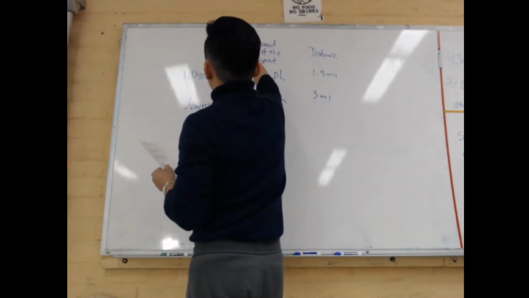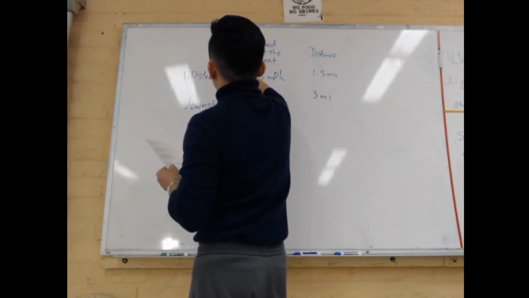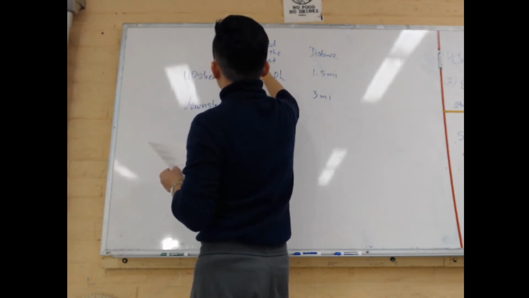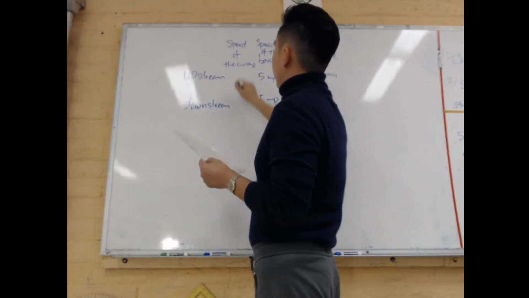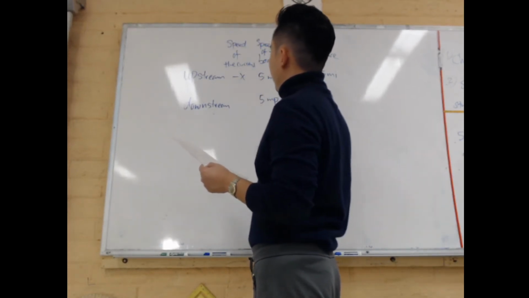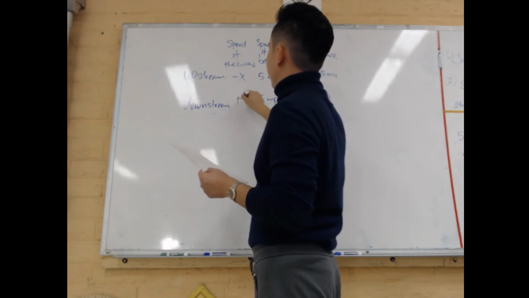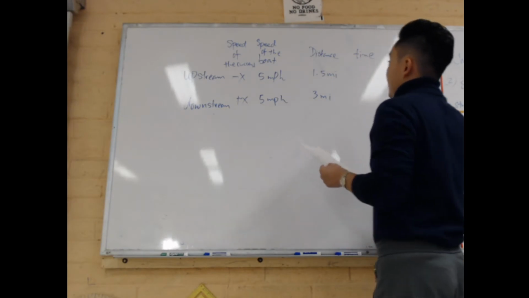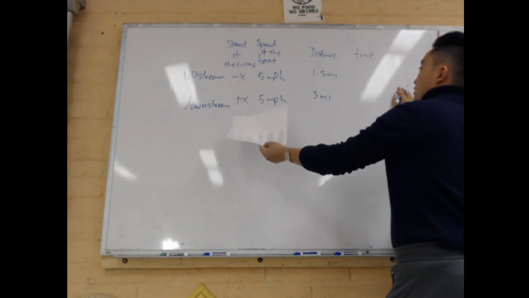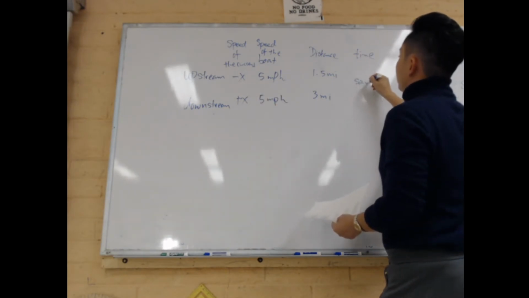The speed of the current, we don't know. For upstream, the current is always against us, so it's minus x. Downstream is traveling with the current, so it's plus x. And one thing that we know is that they use the exact same time. One is going upstream, one downstream, but it's the same amount of time.